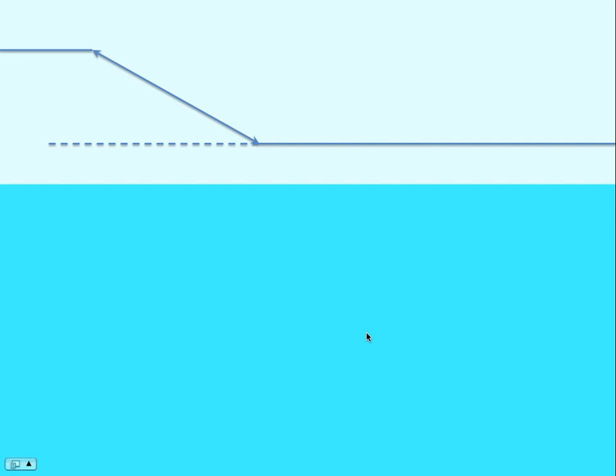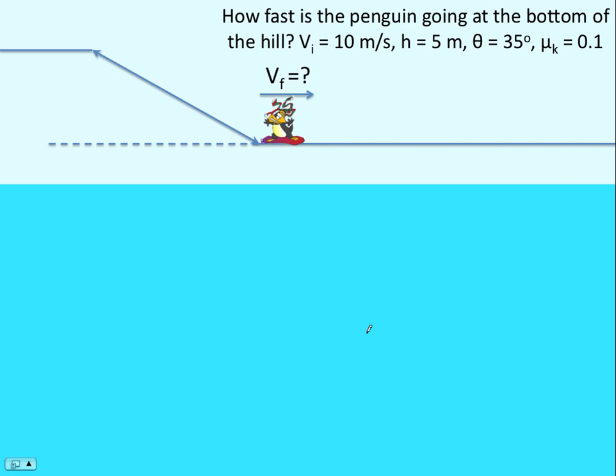Let's look at an example problem where some of the energy is being converted to heat by friction. We have a penguin on a snowboard, and he went down the hill and then coasted to a stop on the flat part. The first thing we're going to do is figure out how fast the penguin was going at the bottom of the hill. This is a tough problem. Then we'll figure out how far he's going to coast to a stop. That's a little easier. That's more like the homework.